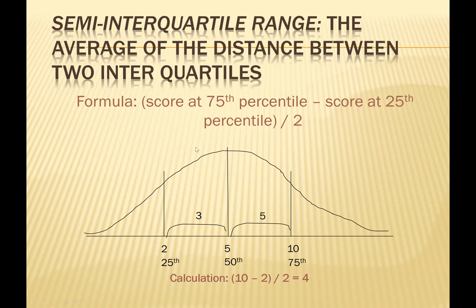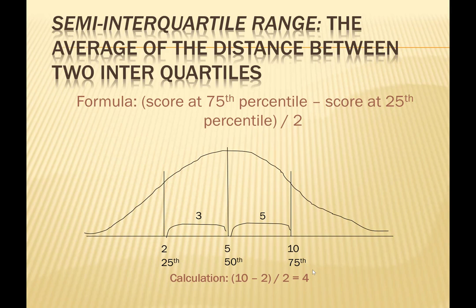Another way to calculate, which uses the formula here, which says score at 75th percentile minus the score at 25th percentile divided by 2, is really doing the same thing. You get the same answer by calculating it this way, but it's a bit easier, where you take the number at 75th, which would be 10, and subtract from that the score at 25th, right, and take the average. So the answer there is 4.